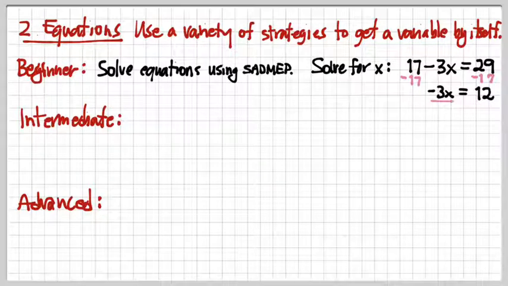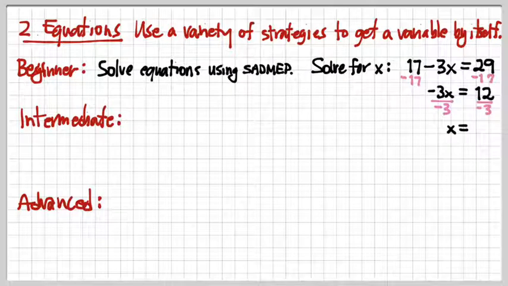Divide by negative 3. Divide by negative 3, because negative 3 is multiplying the x. If we divide by negative 3, we will have unwrapped the x from that multiplication. What's 12 divided by negative 3? Negative 4. Great.